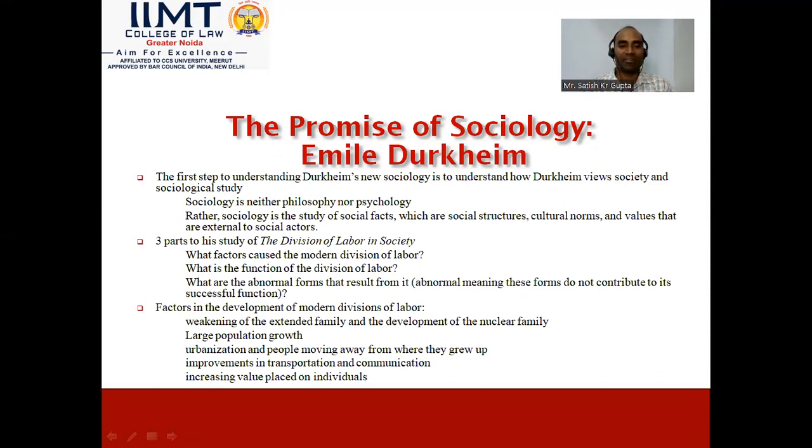Further, we can see the factors in the development of the modern division of labor. The first one is the weakening of the extended family and the development of the nuclear family. So here we can see the various factors in the development of the modern division of labor, which means that the modern division of labor is fragmented, with more specialization. In the modern era, there is more and more specialization in the work of individuals.